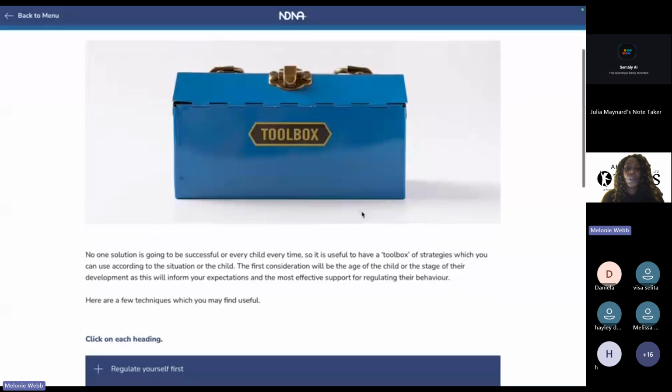So, no one solution is going to be successful for every child and every time. It could work today, it might not work tomorrow. So it's definitely a good idea to have all those little toolboxes in your backpack, all the different strategies that you can use so that you can manage the situation more effectively. So the first consideration would be the age of the child or the stage of their development, because that will then inform you of what the expectations are and the most effective support for regulating their behavior.